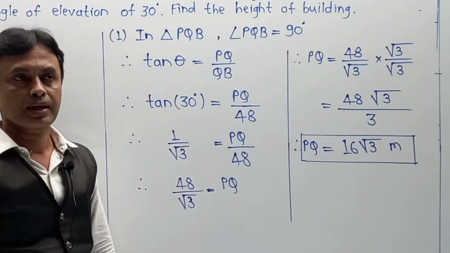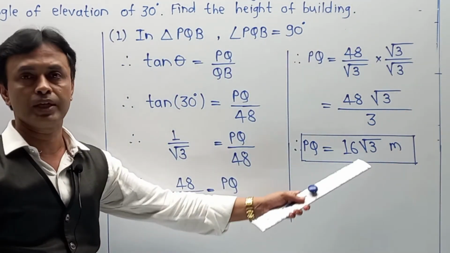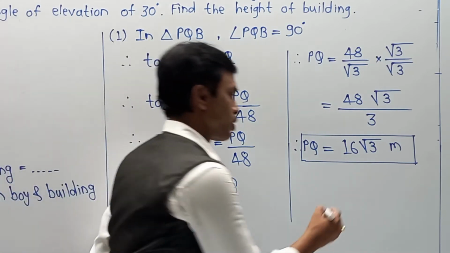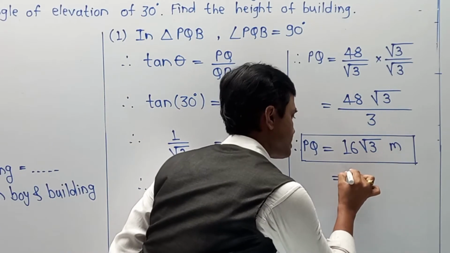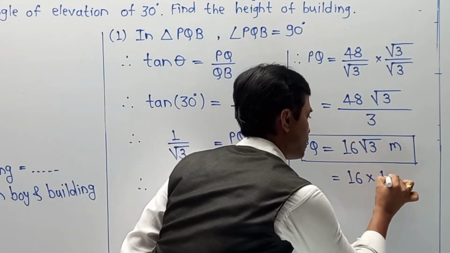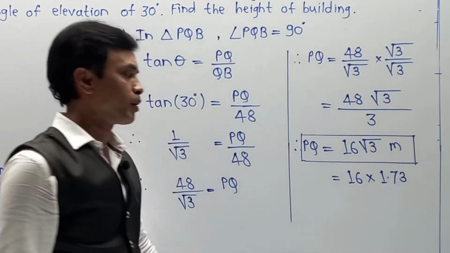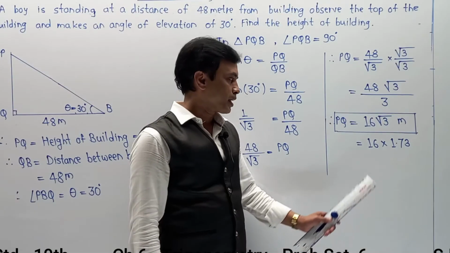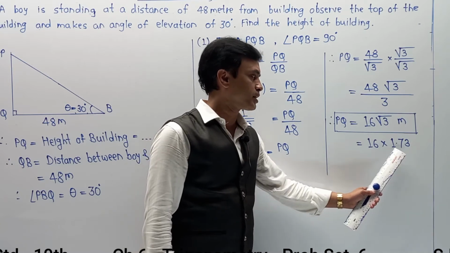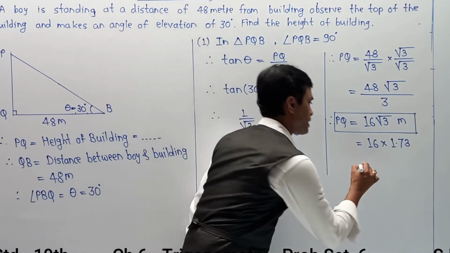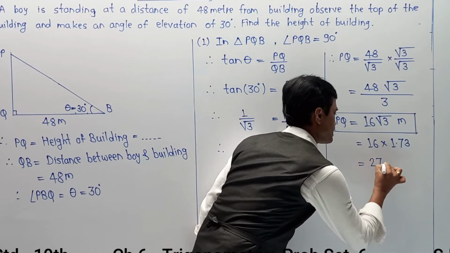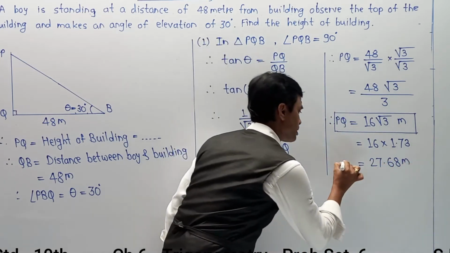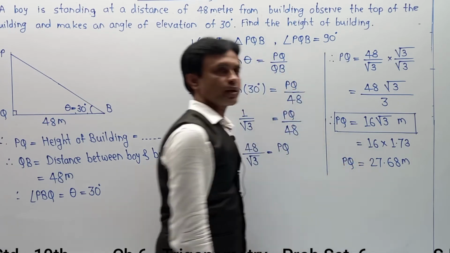In some cases, they may provide you a value of root 3, and generally they provide the value of root 3 as 1.73. So also you can solve this numerical, that is 16 into 1.73. No doubt we have to make the product and write the answer in meters. Now if you perform the product of 16 into 1.73, the answer becomes 27.68 meters, and that is nothing but your value of PQ.